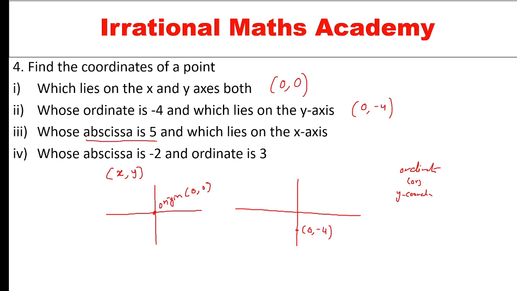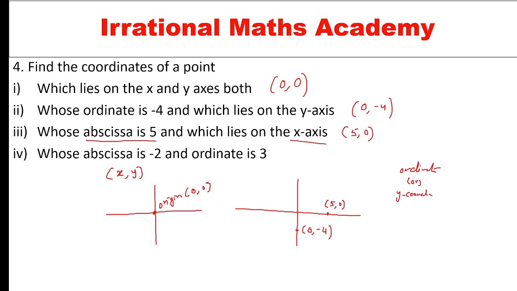Next, whose abscissa is 5 and which lies on the x-axis? Abscissa is 5, somewhere here. So the coordinate is 5, comma 0, because on the x-axis the y coordinate is 0.